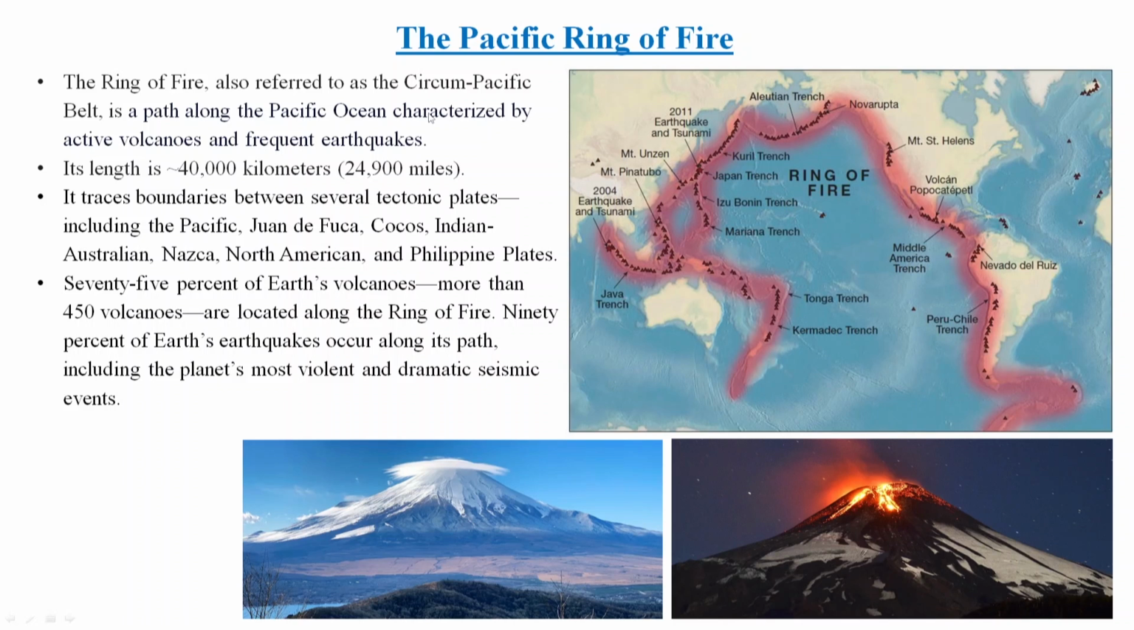75% of the Earth's volcanoes, I can say, more than 450 volcanoes, are located along this Pacific Ring of Fire, and 90% of Earth's earthquakes as well, because earthquakes are very characteristic of your subduction zones. So they are also associated with the Pacific Ring of Fire. Apart from that, you have volcanism in the convergent boundaries, and you have volcanism in the mid-oceanic ridges, which is obviously of non-violent type, making up the oceanic crust.